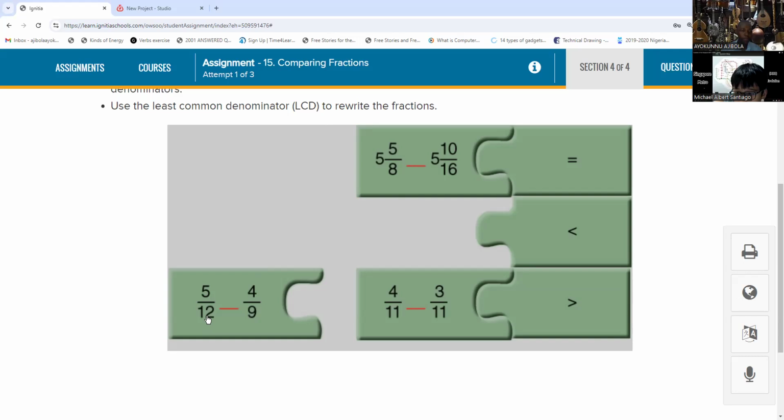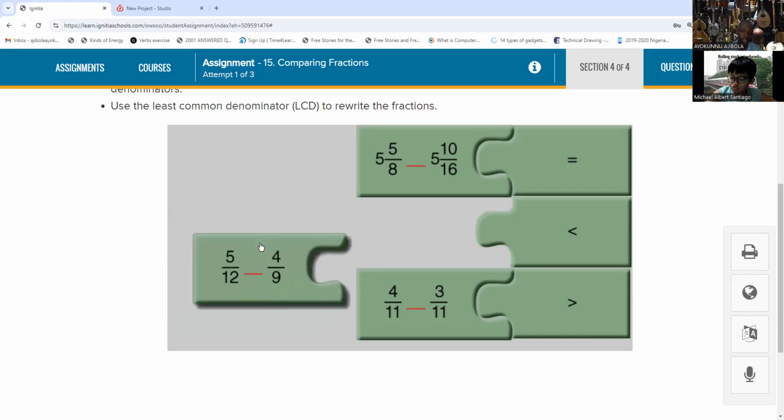The LCM of 12 and 9 is 36. How many 12s in 36? That's 3. 3 times 5 gives me 15 above there. Then 9 in 36 is 4. So 4 times 4 is 16. So 16 is greater than 15. So that means 15 is less than, okay?